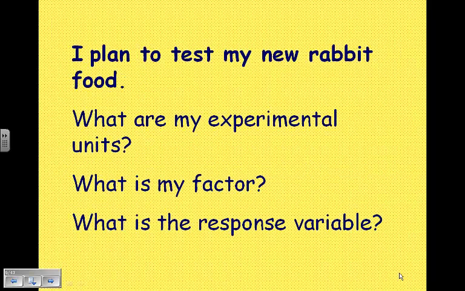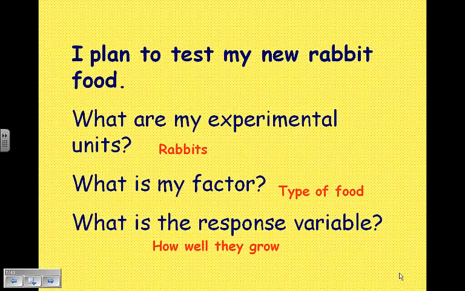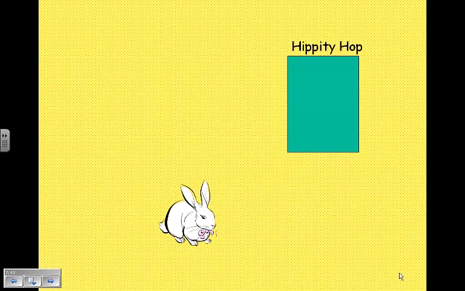So I plan to test my new rabbit food. What are my experimental units? They're rabbits. What is my factor? The type of food. What's the response variable? How well they grow. Again, this is a very typical series of multiple choice questions, making sure that you understand the different definitions. So you need to be aware of that. Hopefully you've written all these things down.